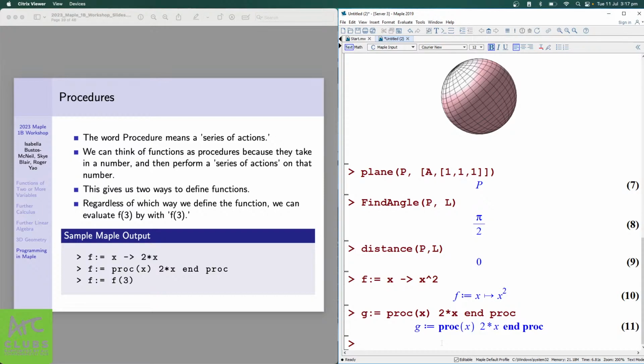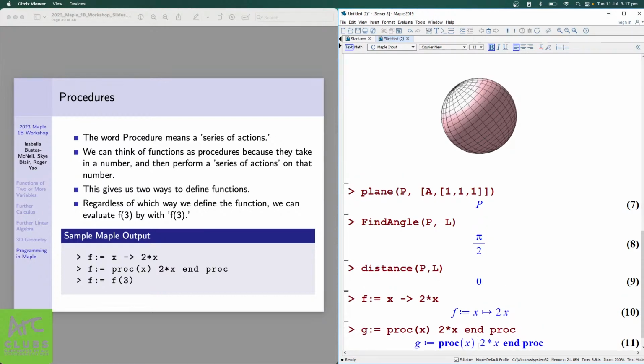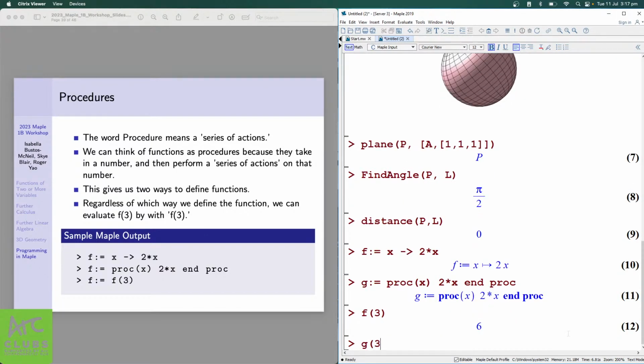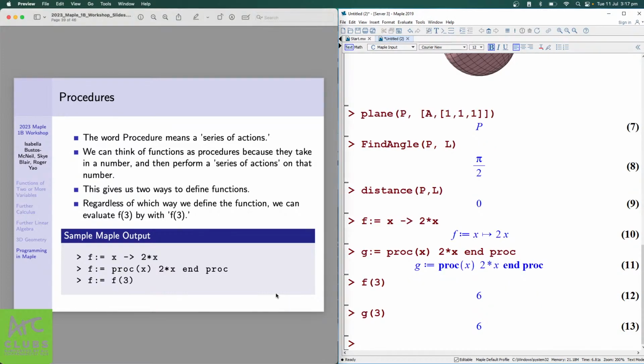Now, no matter, let's change this one to 2x. Regardless of the way I define the function, the way we call it is the same. So let's call f of 3, that's 6. I could also call g of 3 in the same way, and that would also be 6.